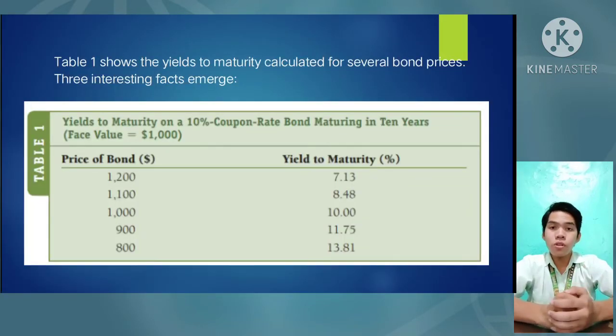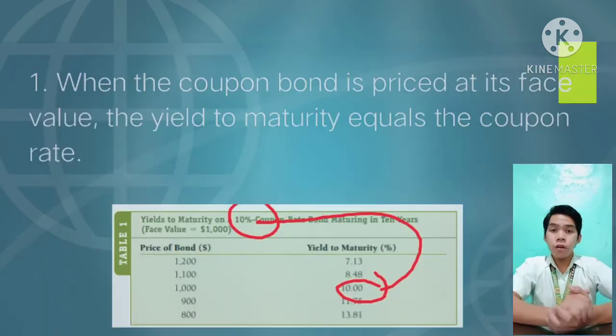Table 1 shows the yields to maturity calculated for several bond prices with a 10% coupon rate, 10 years to maturity, and a face value of 1,000. In this table, three interesting facts emerge. These are the following. First, when the coupon bond is priced at its face value, we can see in the table that the yield to maturity equals the coupon rate.